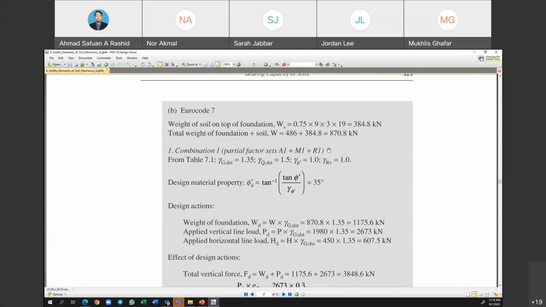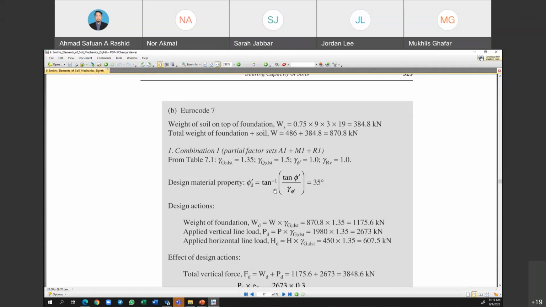So by using combination one from the table, we use the same approach. For the permanent value 1.35 and variable 1.5. Then we have gamma phi, which is 1, and gamma RV, which is 1.0. For the design material property, in order to get the phi value, we need to use the tangent.